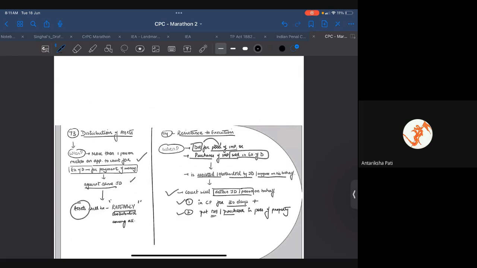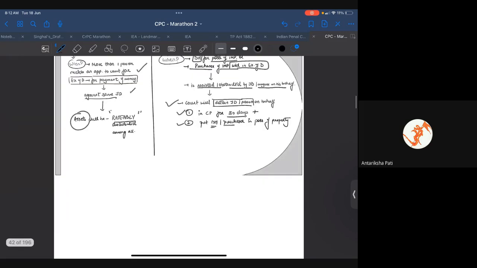74 is resistance of execution. If the decree holder for possession of immovable property, or the purchaser of immovable property sold in execution of a decree, is resisted or obstructed by the judgment debtor or anyone on his behalf, then the court will detain the judgment debtor or that person in civil prison for 30 days. So you can't resist the execution. If you do it, then civil prison for 30 days, or the decree holder or purchaser can be put in possession of the property as well.